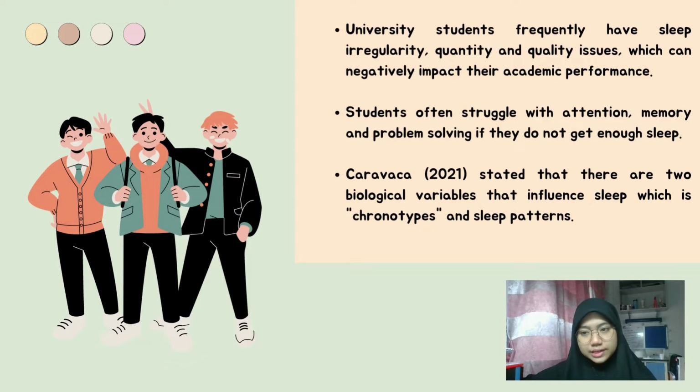University students frequently have sleep irregularity, quantity and quality issues which can negatively impact their academic performance. Students often struggle with attention, memory and problem solving if they do not get enough sleep. Karawaka 2021 stated that there are two biological variables that influence sleep, which are chronotypes and sleep pattern. Chronotypes is individual preferences for scheduling the sleep-wake cycle, and sleep pattern is personal bedtime and wake-up schedule.